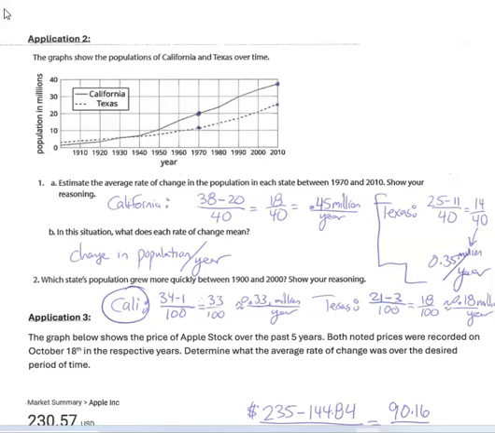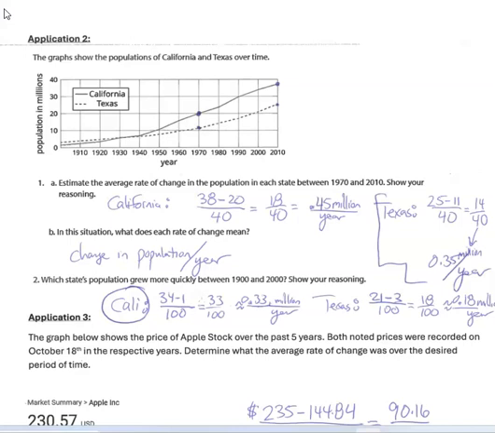If you look for the California line and you are at 2010, that is at about 38. And then at, let's see, 1970, it's about 20. So you subtract those to get 18, meaning there's 18 million change over the 40 years. And that gives you a unit rate of 0.45 million per year. While 18 million over 40 years is a perfectly good rate of change, it's not the unit rate. It's hard to compare two different things.